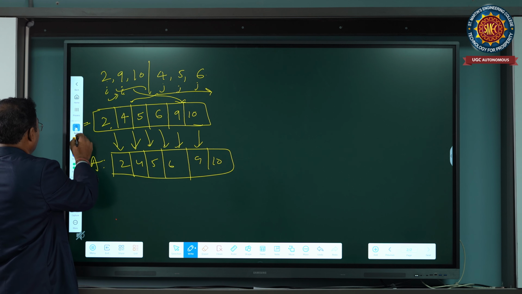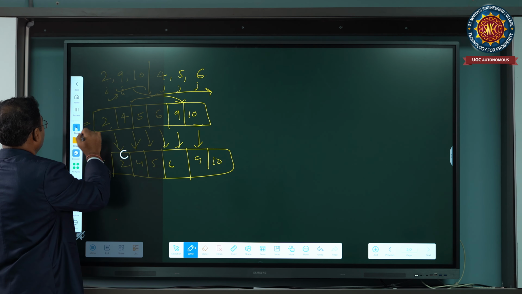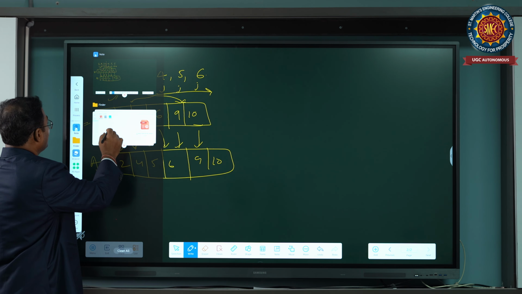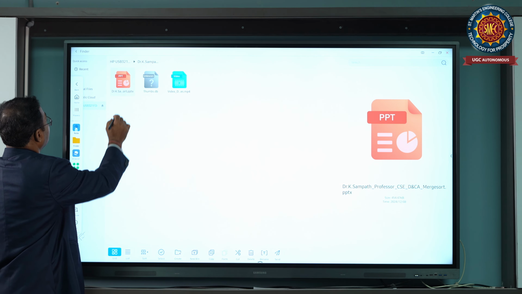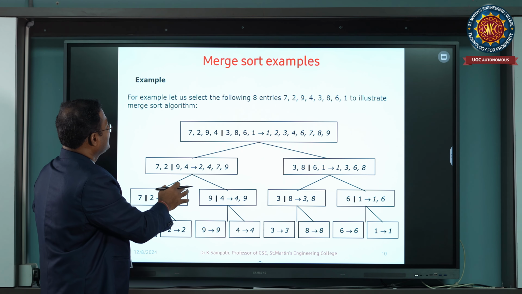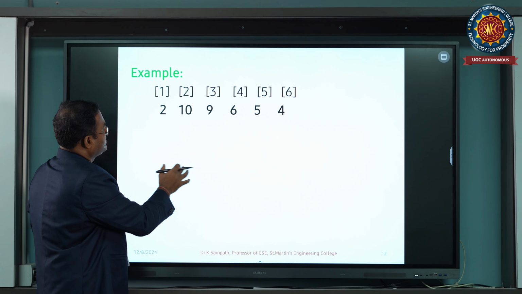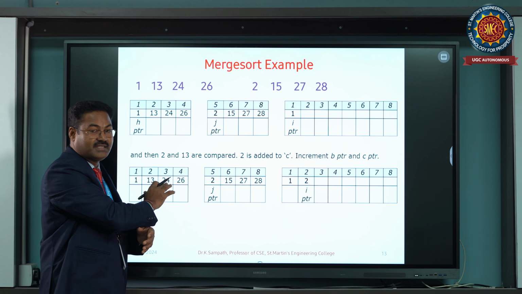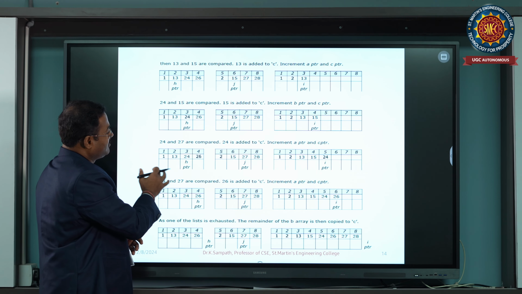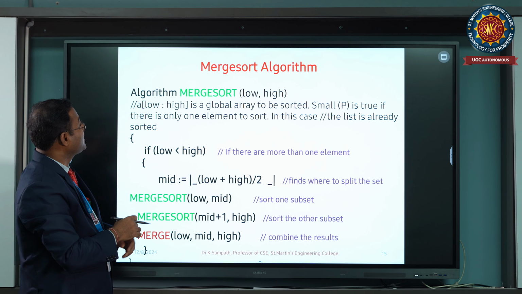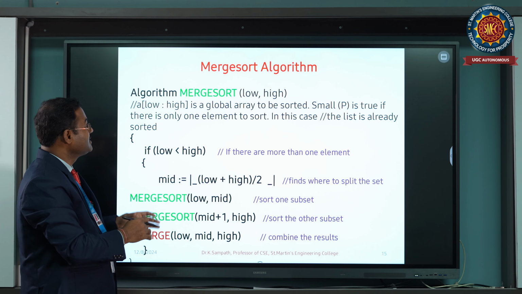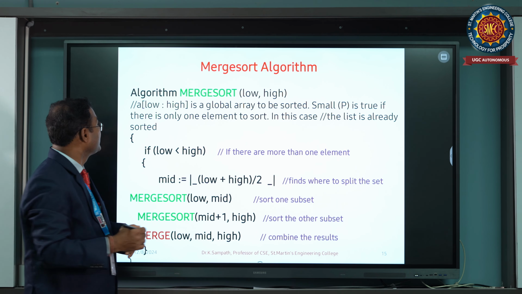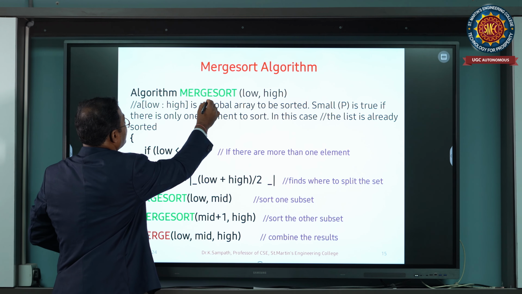I will show one more example. This is one example, similar to what we discussed just now. Merge sort is different and the merge algorithm is different. Now, algorithm merge.